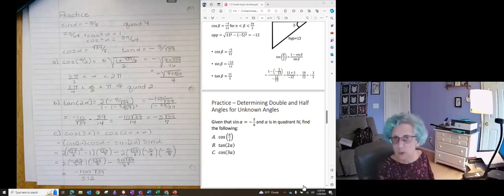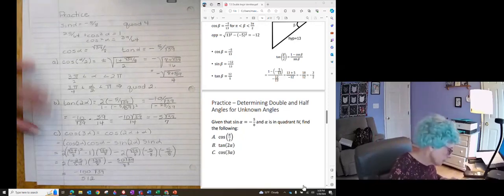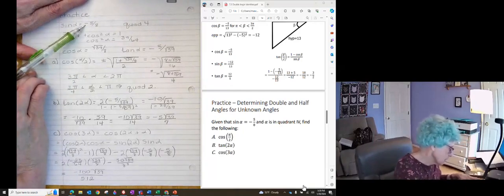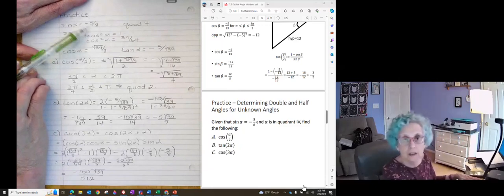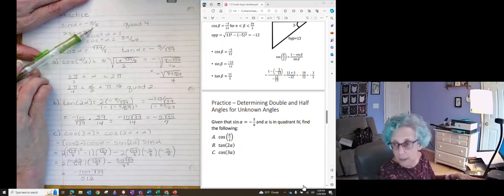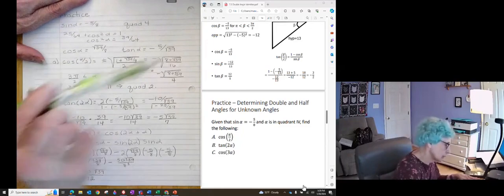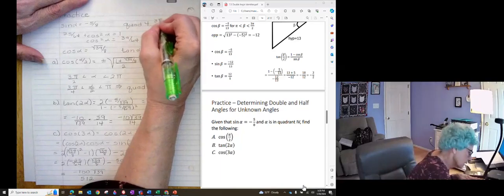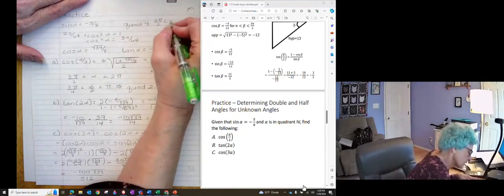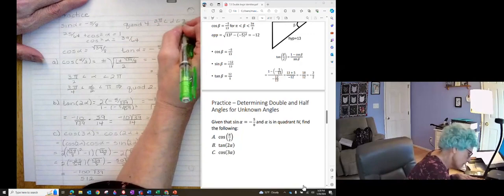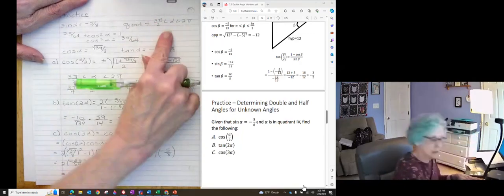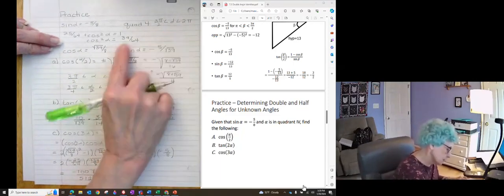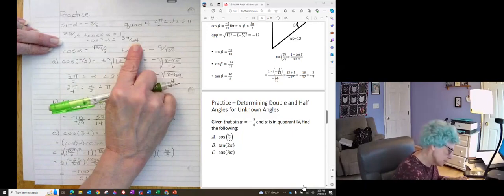Okay, yeah, these were pretty challenging. Let's look at them. We had cosine of alpha over 2. So I figured out sine of alpha is negative 5 over 8. That was given to me. And we're in quadrant 4. Quadrant 4 means we're between 3 pi halves less than alpha, less than 2 pi. So in quadrant 4, cosine's going to be positive.